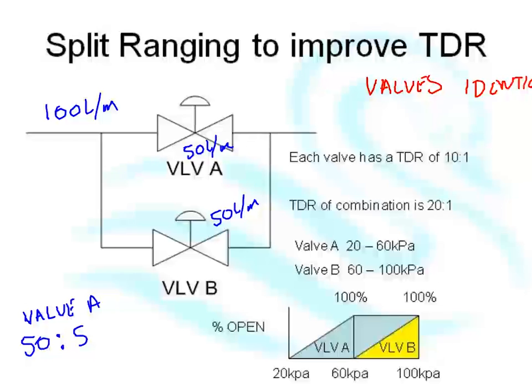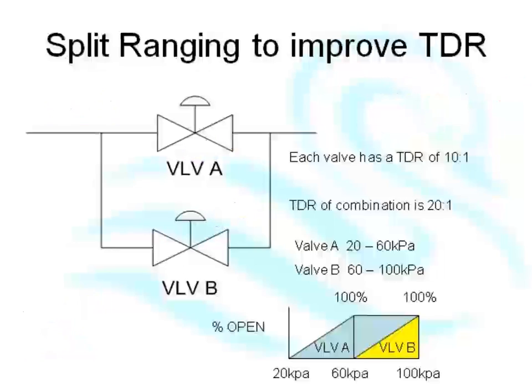But when both valves are open, the maximum flow is 100. So as a combination, the valves as a combination have got a turn down ratio. They can go up to 100 litres and down to 5 litres. So as a combination, we now have a turn down ratio of 20 to 1. So I've improved the turn down ratio to 20 to 1.